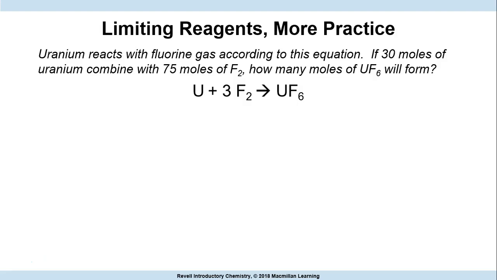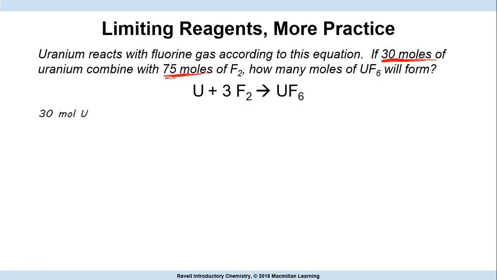So uranium reacts with fluorine gas according to this equation. If 30 moles of uranium combine with 75 moles of fluorine, how many moles of uranium hexafluoride will form? Now, we have 30 moles of uranium combining with 75 moles of fluorine. If you just look at it and think that 75 moles of fluorine are much and 30 moles of uranium are small, you will fail. Let me show you why. Let's go ahead with the calculation.